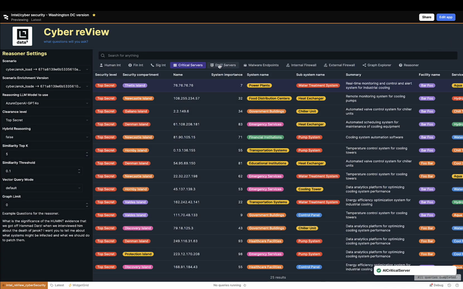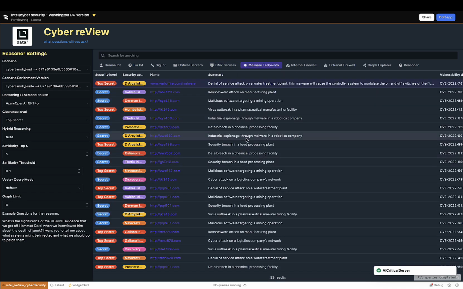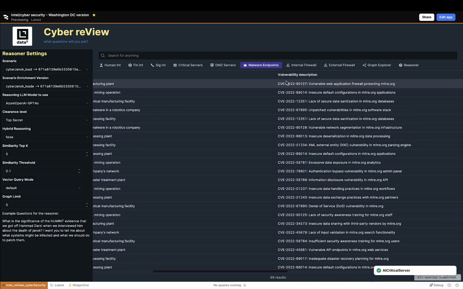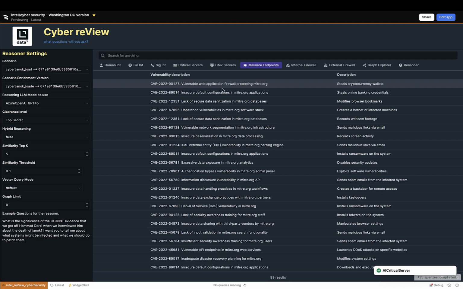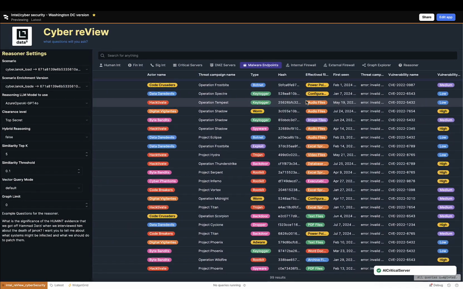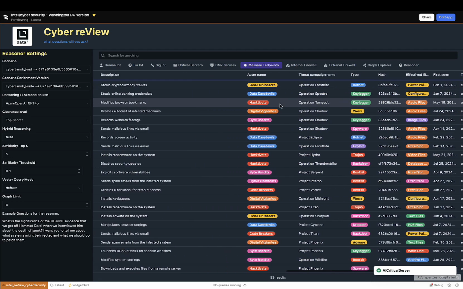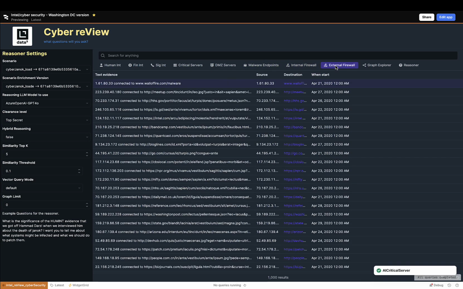So that's interesting. We'll go to the DMZ servers. These are those same servers, just your list of servers here. There's malware endpoints. Again, this would be a dictionary of what malware endpoints are out there and a summary of them. What's the vulnerability? We use the CVE descriptions because we can connect and reason over CVE information, the description of what it is, and then some additional information about that particular malware endpoint, when it was first seen, what threat campaign it's part of, so usual malware tracking information. We've got internal firewall logs, external firewall logs, and that's really the universe of data that we have.